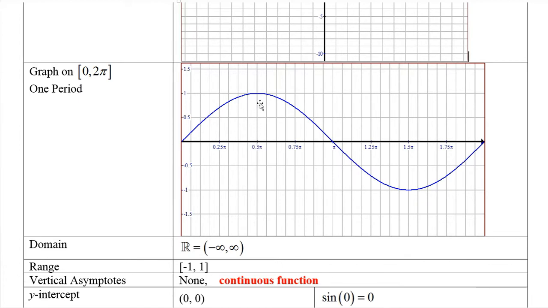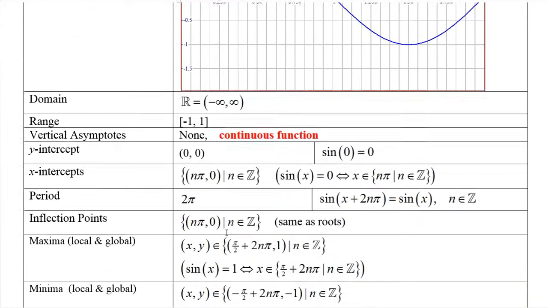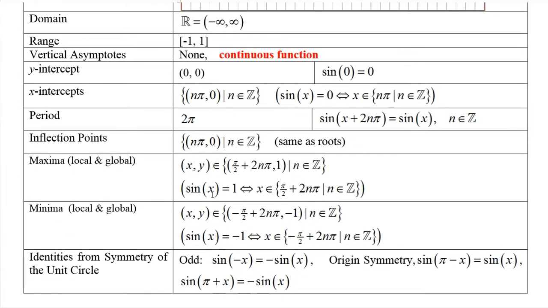infinitely many. And if you notice, pi over 2 is one of them, and then any shift of that by 2 pi. So pi over 2 plus 2n pi is the x-coordinate, and then of course the y-coordinate is 1 for all those. All those maxima are both local and global maxima. So sine of x equals 1 if and only if x is equal to pi over 2 plus 2n pi.